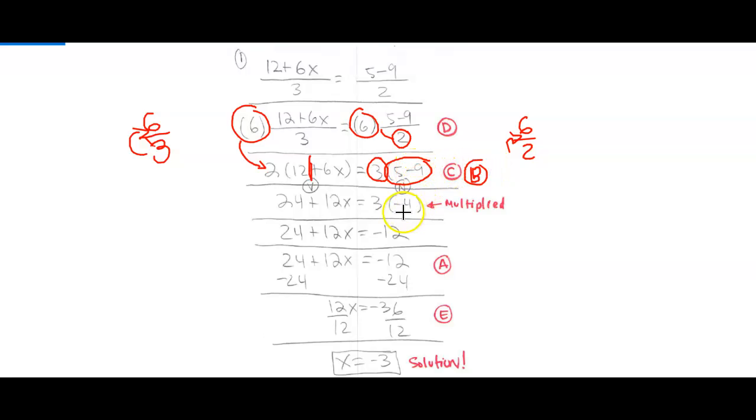There. So we combine these like terms. If I have 5 positives and 4 negatives, I'm left with 4 negatives. Okay, so then we move down here. If I apply my distributive property, I'm just multiplying here to give me that answer. So I have 24 plus 12x equals -12.